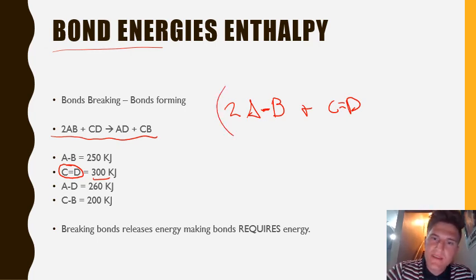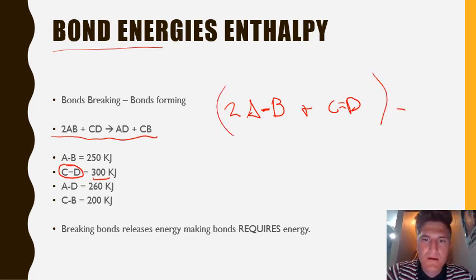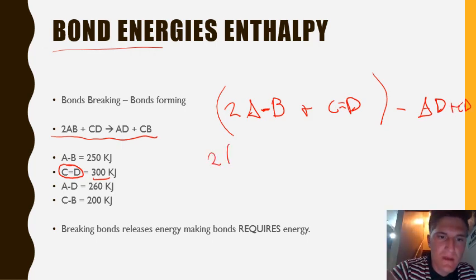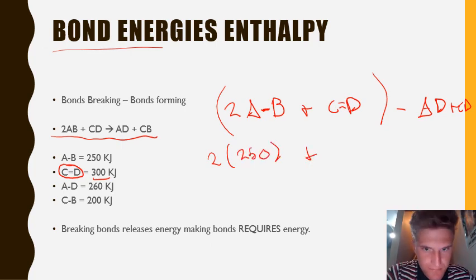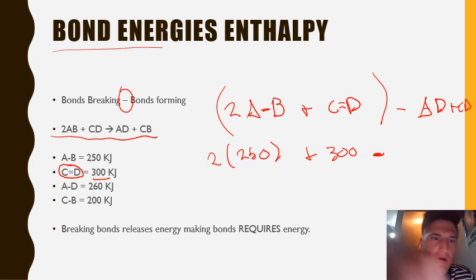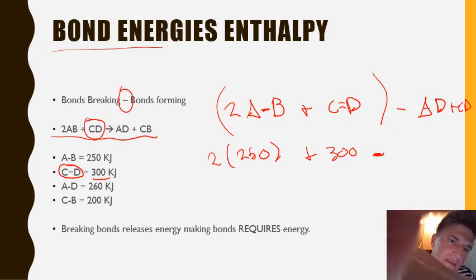And then we subtract this value that we get here from the AD bond and the CD bond. So we'll do that right now. So 2 multiplied by the AB bond, which is 250, plus the CD bond, which is 300, minus, from here, the bonds forming. We know that these are the bonds breaking and these are the bonds forming, just by way of where they're placed on the reaction. We know that these are going to break apart and form these products here.